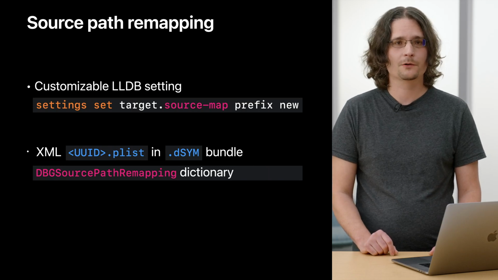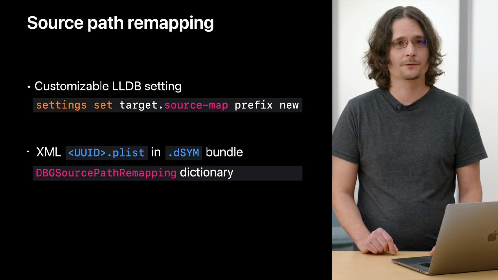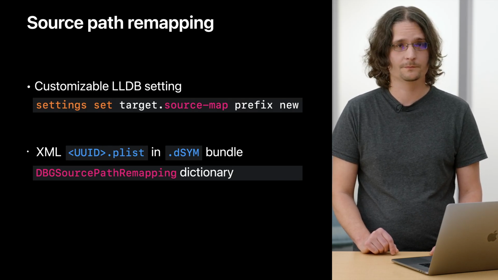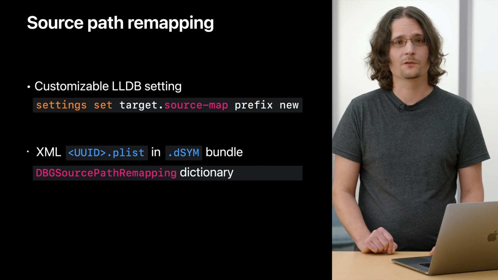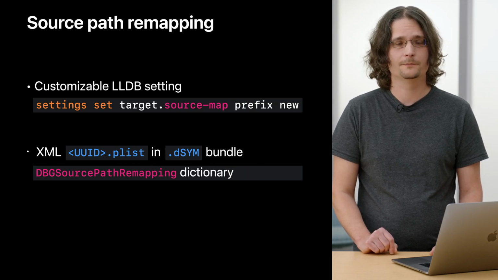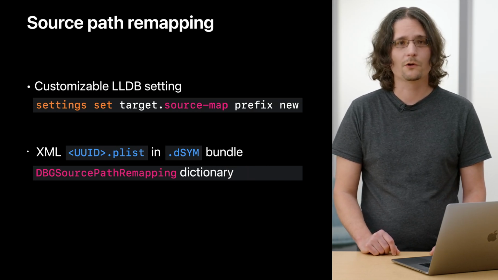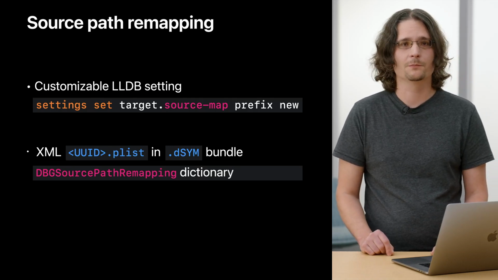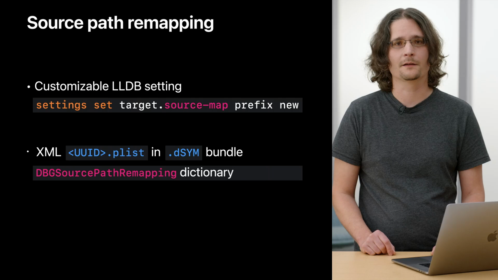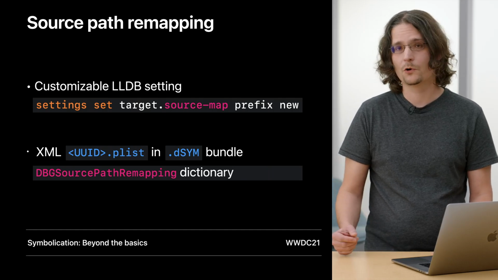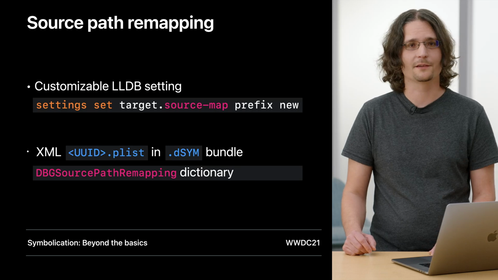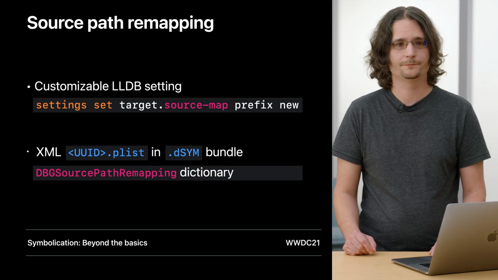If you have a download script that fetches the latest builds from a server, you could modify that script to automatically inject the appropriate remapping dictionary into the downloaded DSYM. You can learn more about this process on the LLDB website. Source paths are not language specific at all, so this method works for Swift, C++, and Objective-C projects alike. To learn more about symbols on Apple platforms, check out Symbolication: Beyond the Basics from WWDC21.